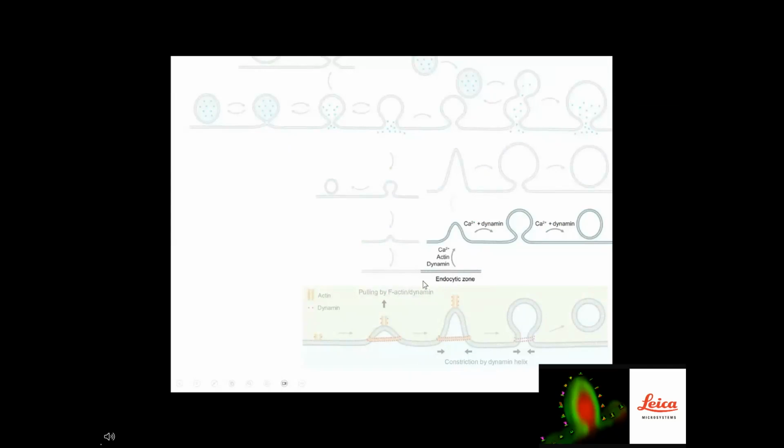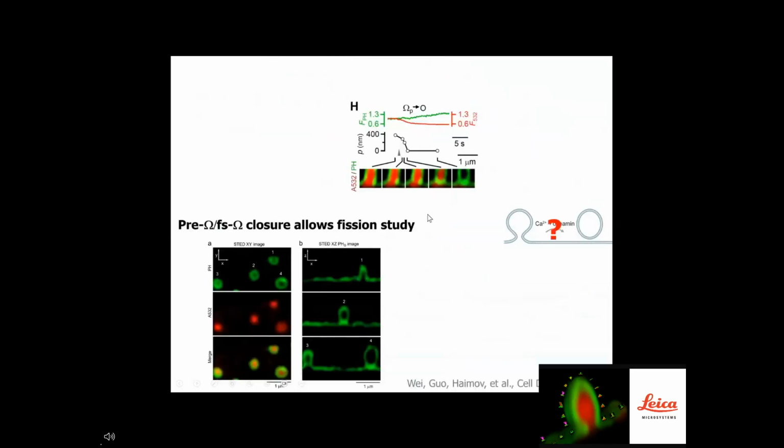So with these results, we conclude that actin dynamics are involved in converting the flat membrane into lambda shape, then omega shape, and then the vesicles. I have shown you that the preformed omega profile can be converted into round vesicles after the depolarization. And this provides us the opportunity to screen the proteins involved in the fission process.